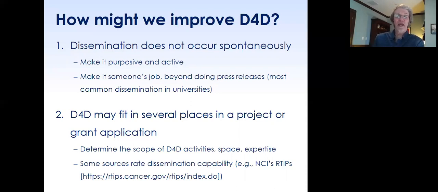In RTIPs, they rate the dissemination capability of different evidence-based interventions. And so that's a useful way to think about maybe something is very effective, but it's very hard to disseminate because it requires a lot of resources and a lot of technology. This helps to overcome some of those challenges.